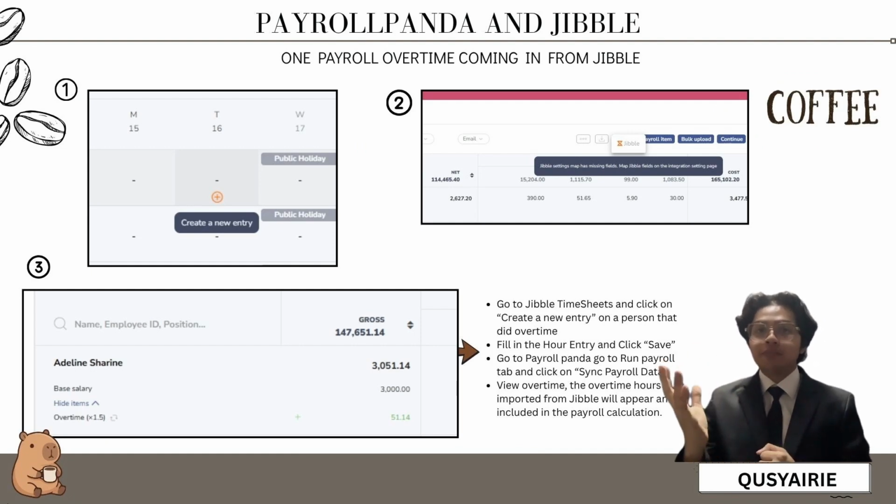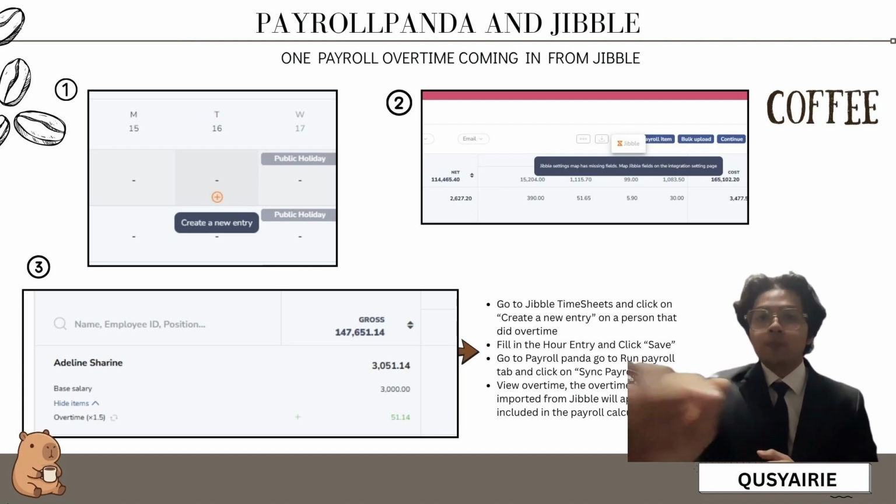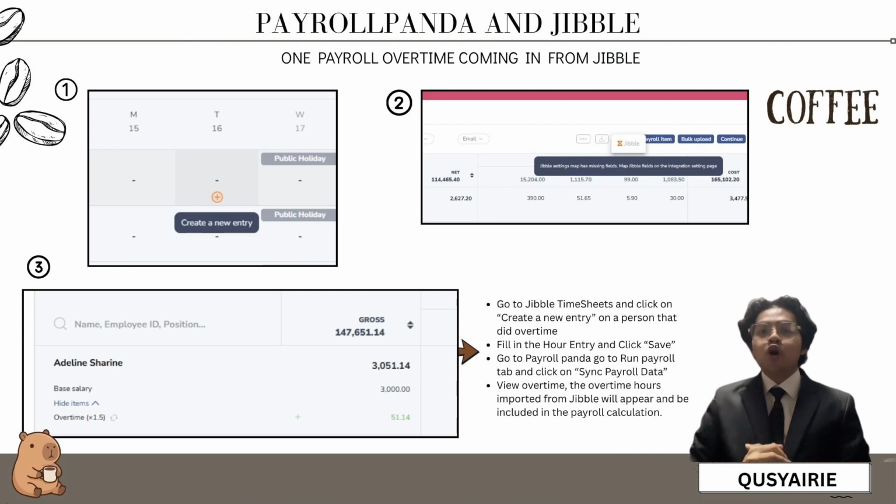Next, I will show how overtime comes in from Jibble to Payrollpanda. First, you go to the Jibble timesheet and click on Create New Entry for a person who did overtime. Next, fill in the hour entry and click Save. Now, go to Payrollpanda, go to the Run Payroll tab and click on Sync Payroll. Now, you can view overtime. The overtime hours imported from Jibble will appear and be included in the payroll calculation.